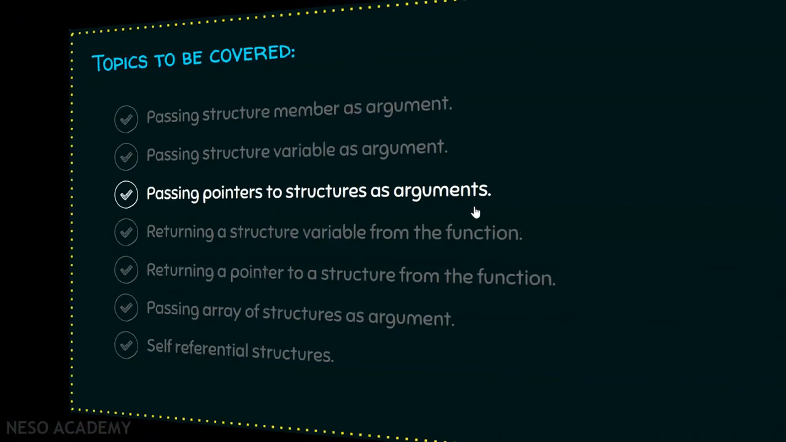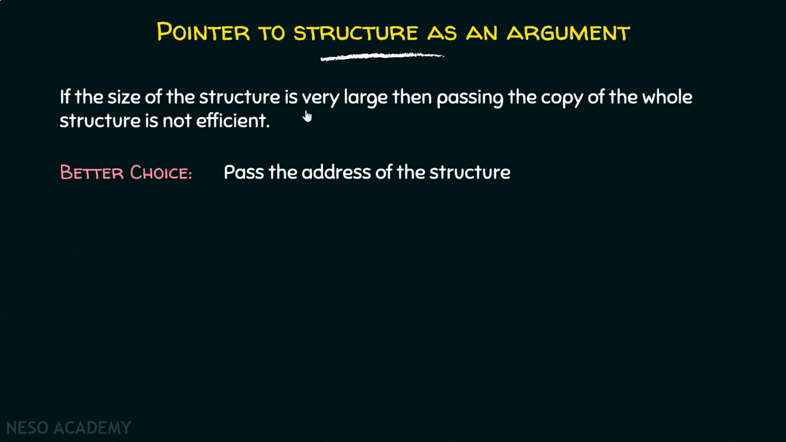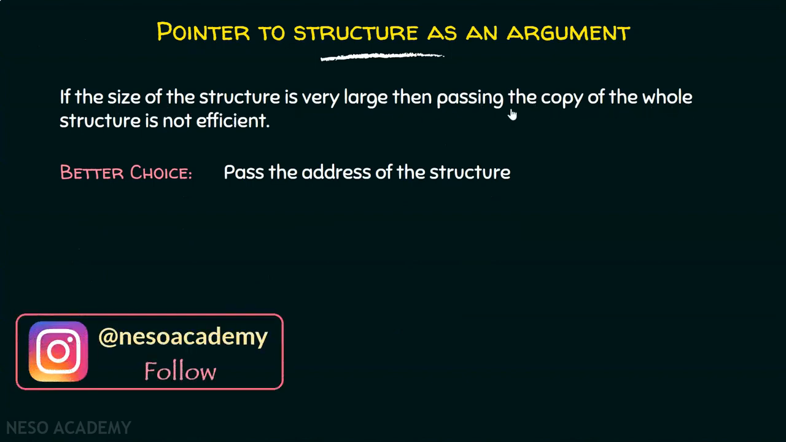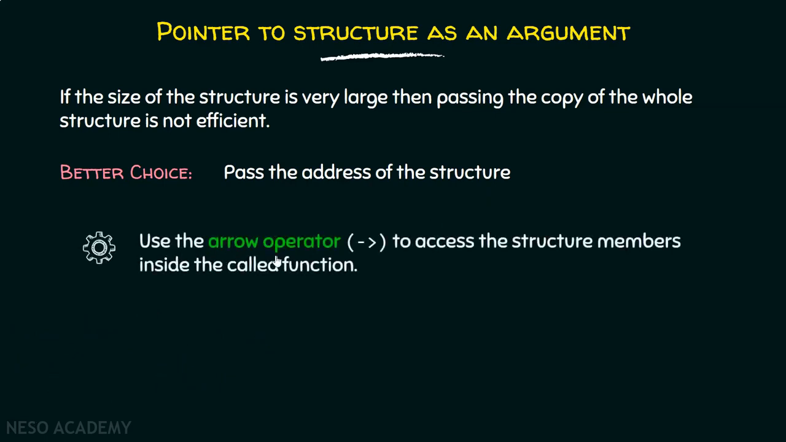So let's get started. If the size of the structure is very large, then passing the copy of the whole structure is not at all efficient. Let me tell you that if the size of the structure is very large, then it is not a good practice to pass the whole copy of the structure. The better choice is obviously to pass the address of the structure. You can use the arrow operator to access the structure members inside the called function. And here's how you can do that.